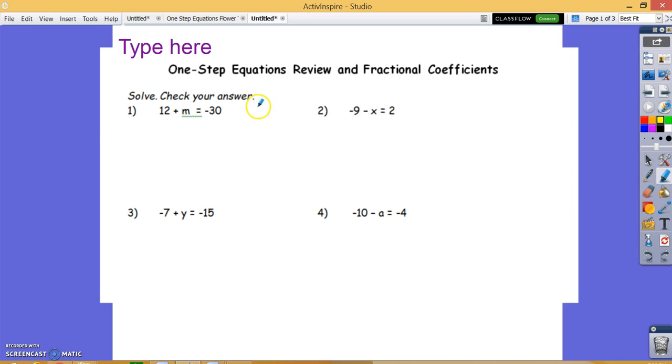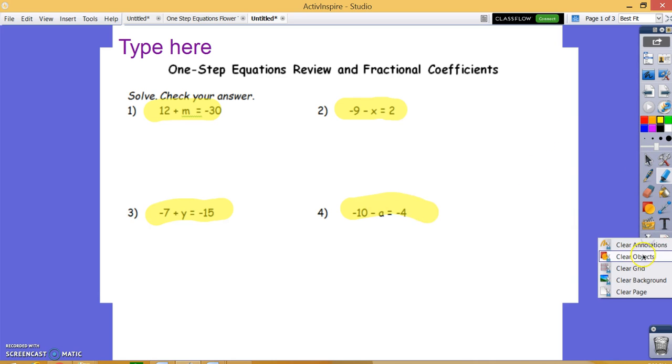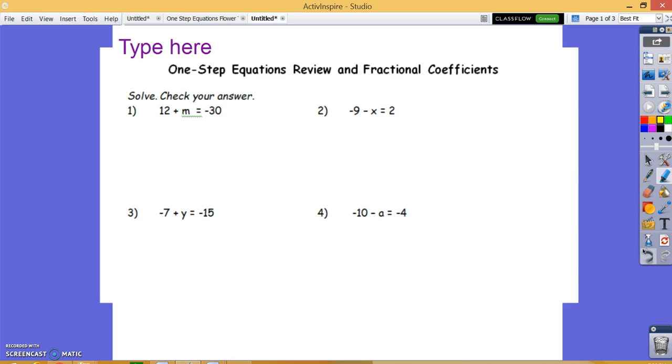What do all of these have in common? All of these problems have something in common that is different than what we have seen before. I want you to think about that for a moment. Okay, hopefully you noticed that the variable is coming second in all of these problems. It says 12 plus m, negative 9 minus x, negative 7 plus y, and so on.